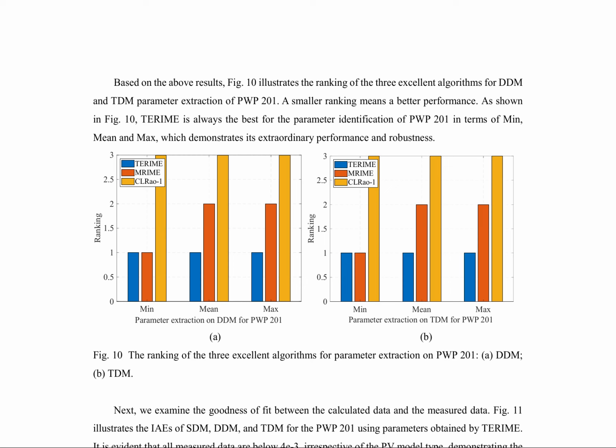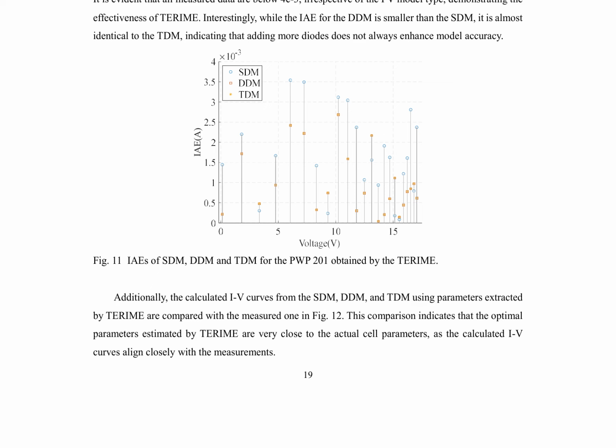It is evident that TERIME consistently outperforms the other two algorithms in terms of parameter extraction accuracy for both DDM and TDM. Figure 11 demonstrates the goodness of fit between the calculated data and measured data for PWP 201, with all measured data below 4E-3, regardless of the PV model type.